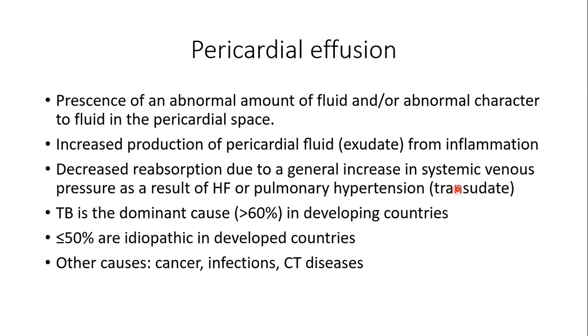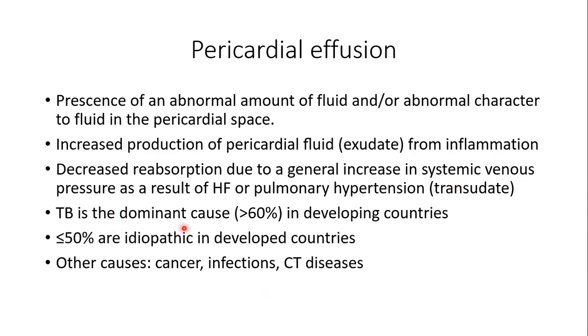So for the next type of pericardial disease, we now have pericardial effusion, which is the presence of an abnormal amount of fluid and or abnormal character of fluid in the pericardial space. It results from increased production of pericardial fluid from inflammation, and decreased resorption due to a general increase in systemic venous pressure, as a result of heart failure or pulmonary hypertension.